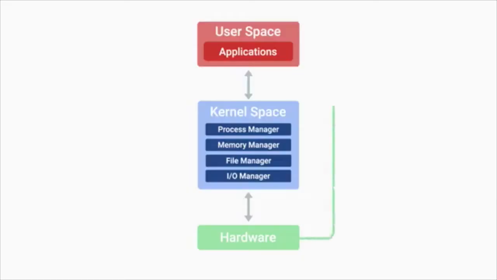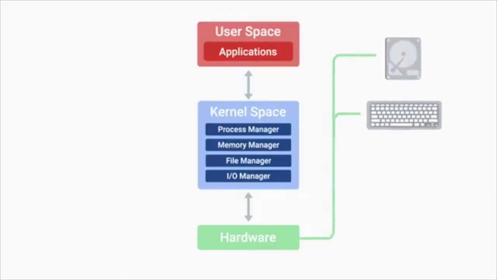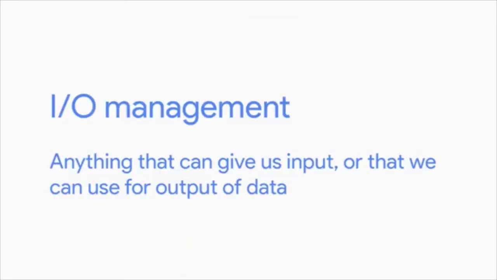We won't get into too much detail right now, so stay tuned for more on this in the next few videos. The last important function that a kernel performs is input-output, or I/O management. This is how our kernel talks to external devices like disks, keyboards, network connections, audio devices, and more. I/O management is anything that can give us input or that we can use for output of data. If you've ever saved a file to disk, clicked a mouse button, or used a microphone when video chatting with a friend, you've got the kernel's ability to manage I/O to thank.